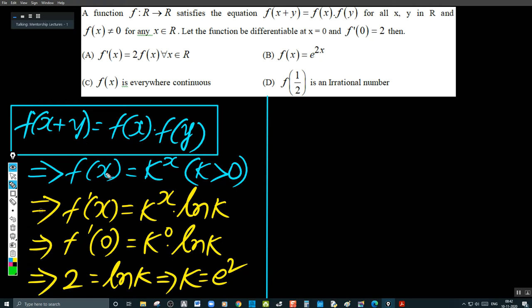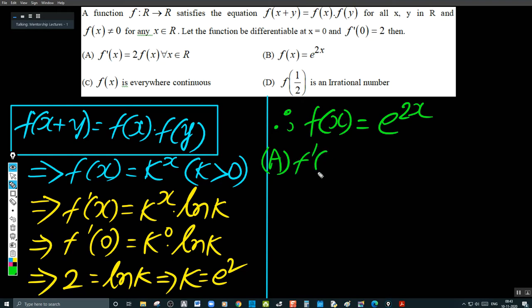Therefore, f of x is equal to e power 2 whole power x, which is e power 2x. Done, please. Check the first one, option A. Correct. F dash x is equal to 2 e power 2x. Obviously, it is twice of f of x. So that's correct, for all x belongs to R.